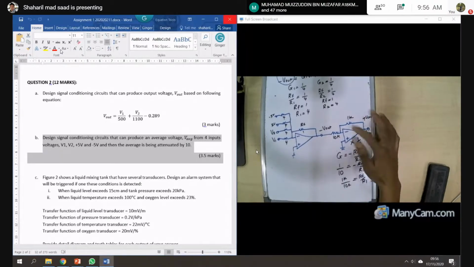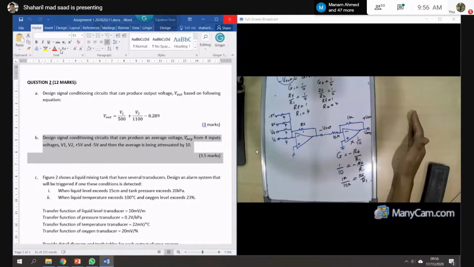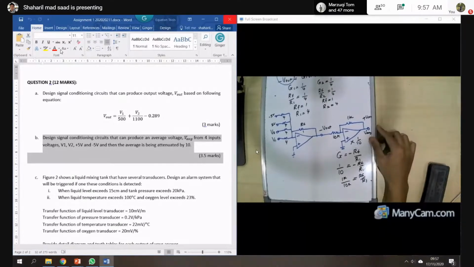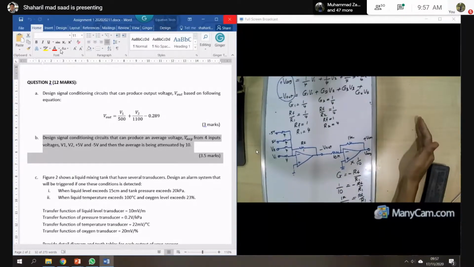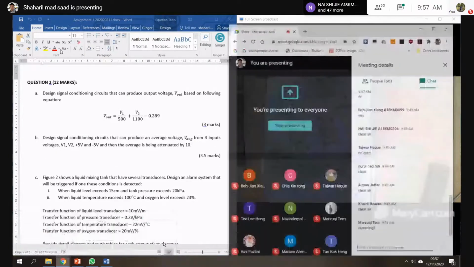Or maybe you need another inverting. For example, you can use 1K, and then you need another inverting. Oh no, you cannot use another inverting because it will make a negative value. Maybe you just need non-inverting. Non-inverting, yes, you can. Good. Do you understand?